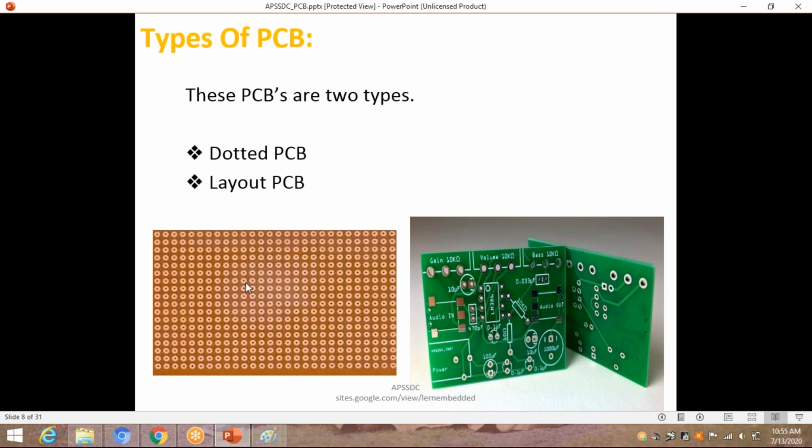Okay, what is the drawback of a dotted PCB? Can anyone tell me? Corrosion occurs, sir. Short circuits. Okay, there are no markings.